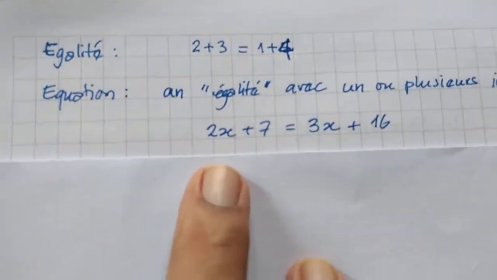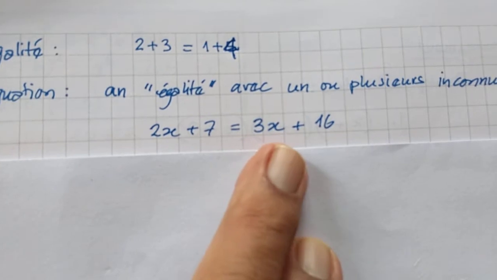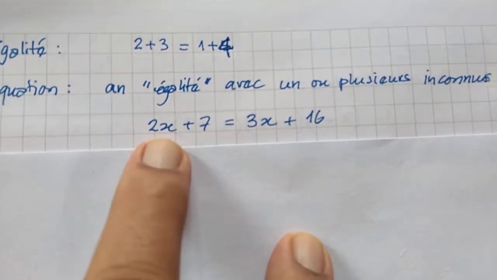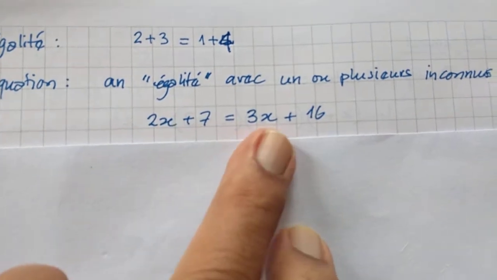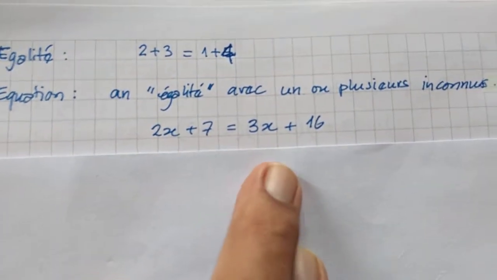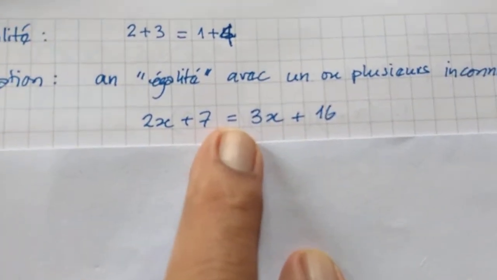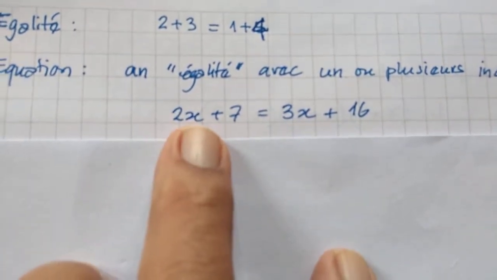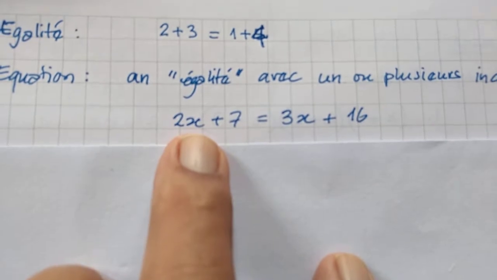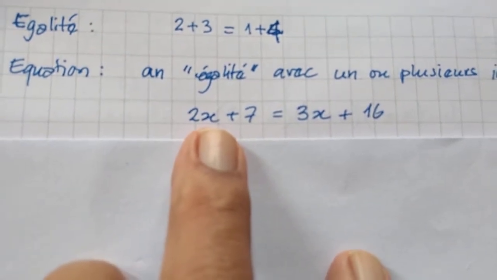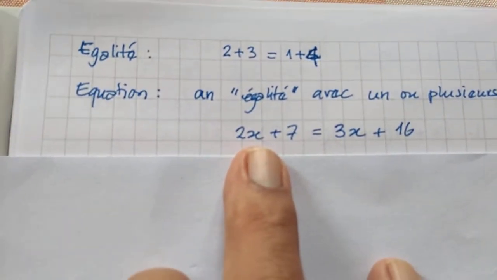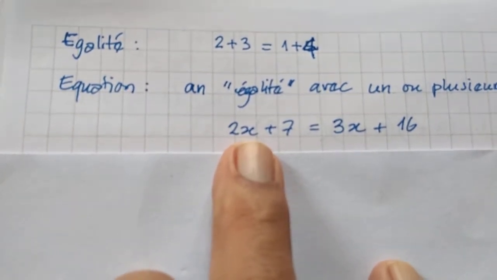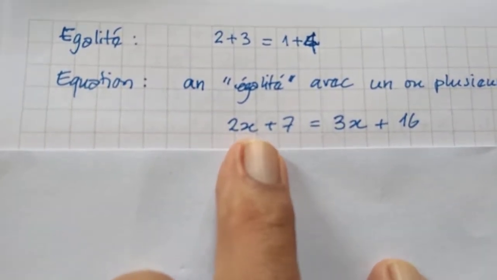Example is 2x plus 7 est égal à 3x plus 16. This is both an égalité as well as an equation because these are two mathematical expressions, 2x plus 7 and 3x plus 16, which are linked by an equal sign. They are equal and they include an inconnu, which is the literal value, represented by the letter x.